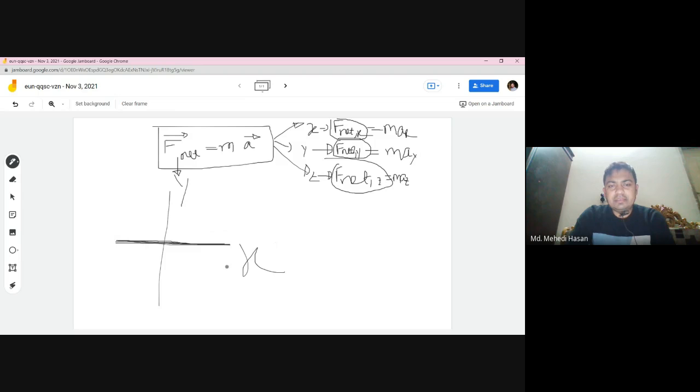The plane is the x-axis and the perpendicular is the y-axis. Then you have to keep an object at the origin. Then you have to draw the forces in a particular direction. If an angle is produced with any axis, you have to draw the component also. Then from that, you just have to write down these equations. Okay, so this is the process to solve the problems.